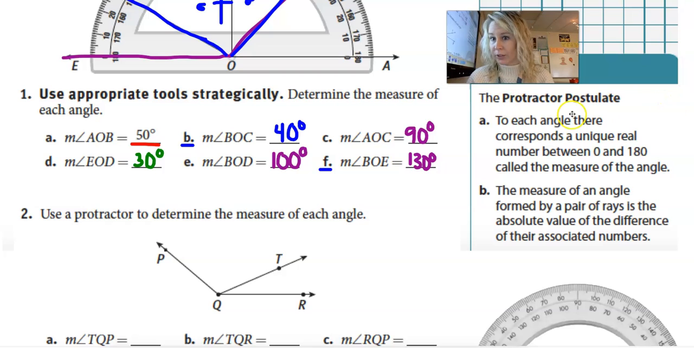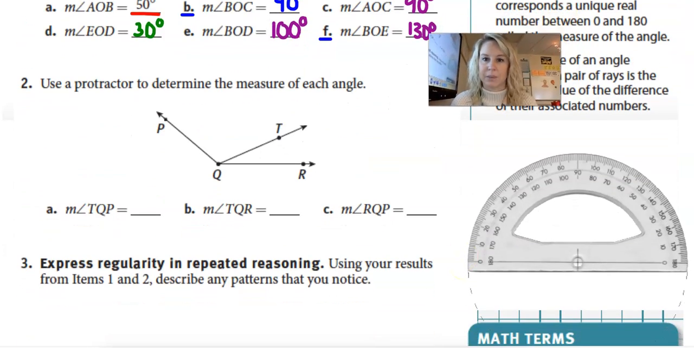All right. So the protractor postulate. To each angle, there corresponds a unique real number between 0 and 180, and that is called the measure of the angle. So we're dealing with angles only between 0 and 180. Okay, kind of like a straight line. The measure of the angle is formed by pairs of rays, and it's the absolute value of the distance between their associated numbers. Okay, that's kind of what we just did.